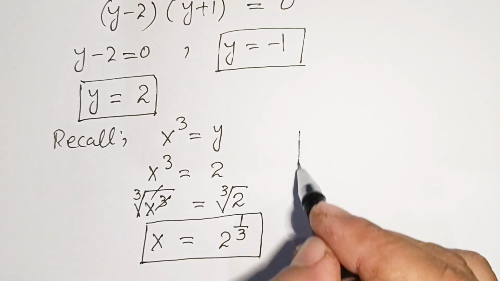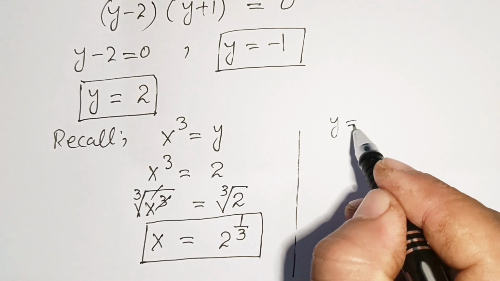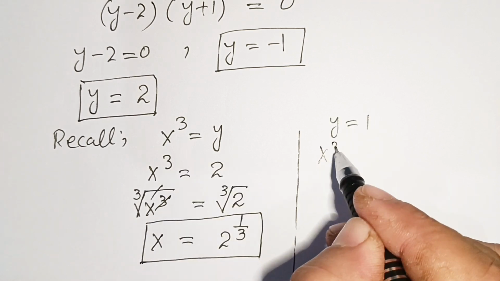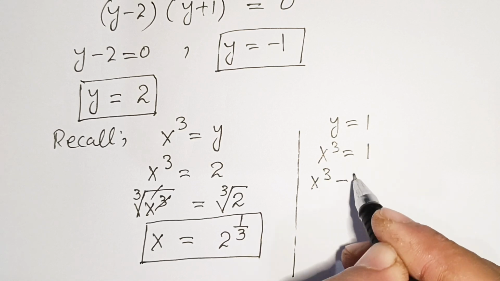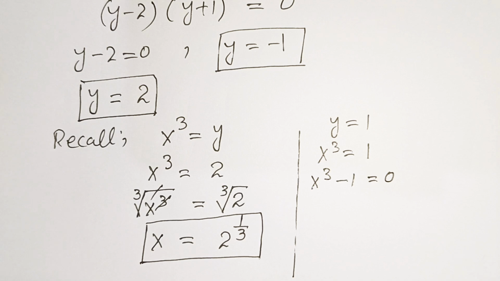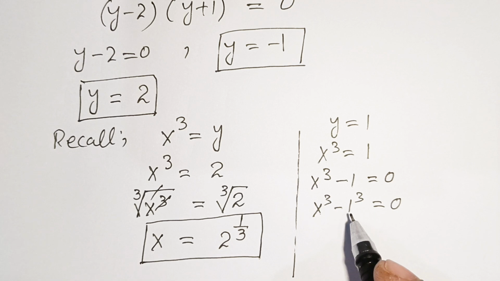Now if we put y is equal to minus 1, here we have x cubed is equal to y and y is equal to minus 1. Shifting the minus 1, we get x cubed plus 1 cubed is equal to 0. Now we know that according to the algebraic identity, if we have a cubed minus b cubed, then it will be equal to a minus b times a squared plus ab plus b squared.